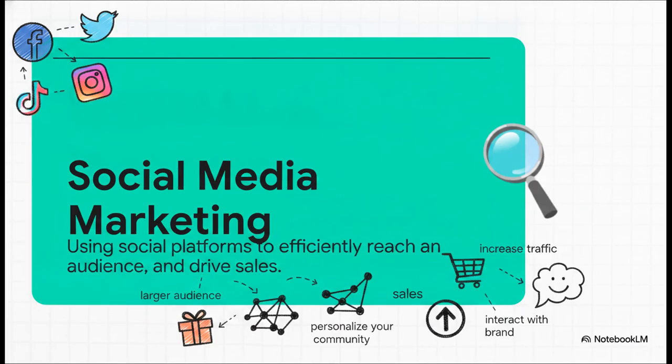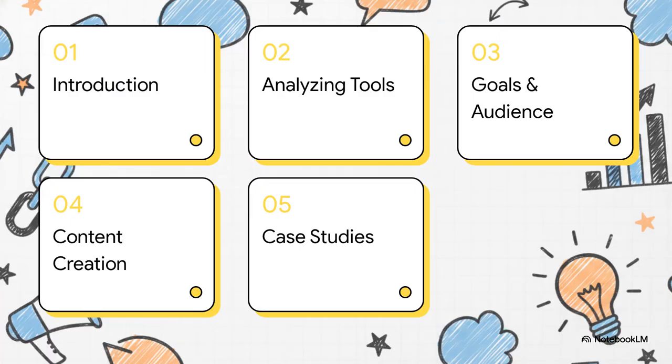Well, the answer is social media marketing. This means using platforms like Facebook, Instagram, Twitter, and TikTok to efficiently reach that larger audience. And I really want to emphasize that word, efficiently. Because honestly, this isn't just about posting pretty pictures and hoping for the best. It's a highly strategic tool. You use it to personalize your brand, build a genuine community, interact with your customers directly, and ultimately drive sales and increase traffic. To give you some peace of mind, we've got a practical blueprint for you today.